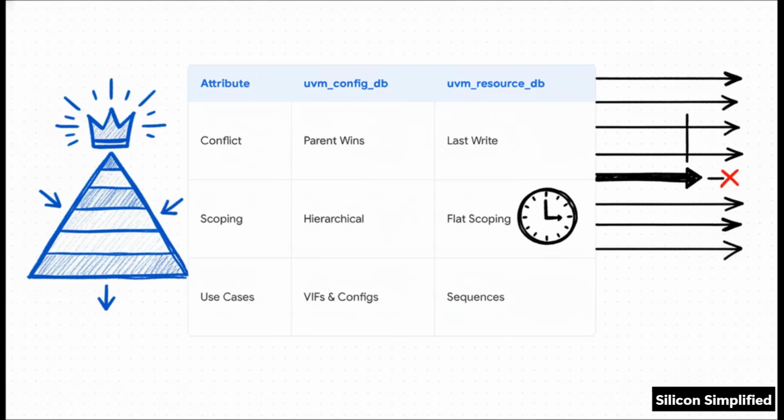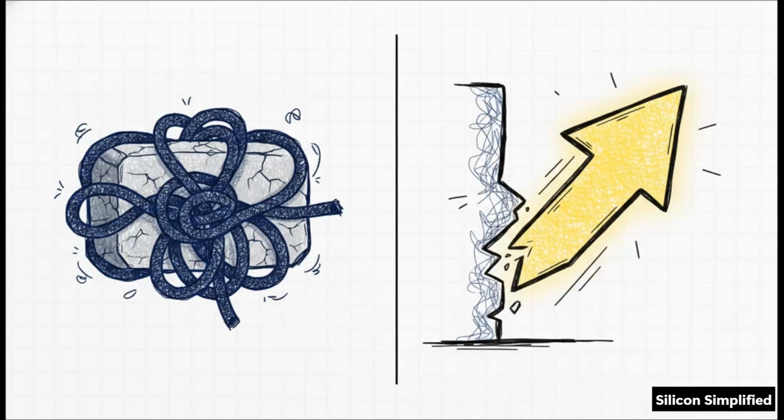Because of this, during the UVM build phase, the Config DB actually enforces a parent wins rule. This is vital. It means a top-level test can set a configuration that overrides a default configuration set deep down by a lower-level agent. The parent's configuration simply takes precedence, no matter the execution order. But hold on, because there are some massive caveats here you need to know about. Once the build phase ends and the simulation starts running, the config DB actually reverts back to last write wins.